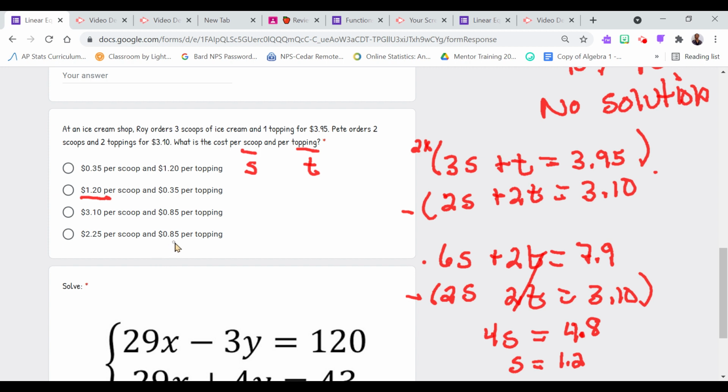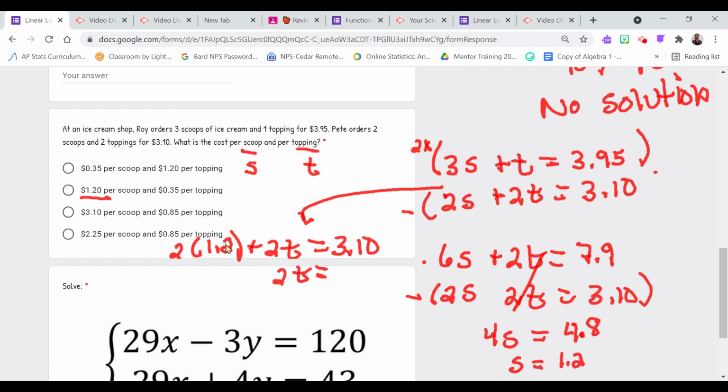So now that I know that my scoops are 120, so 2 times 1.2. So I'm using this equation right here, and I'm just substituting what I know. Plus 2t is equal to 310. And here I just get everything by itself. So 2t is equal to, let's see, I can multiply these two together. 2.4 plus 2t is equal to 310.